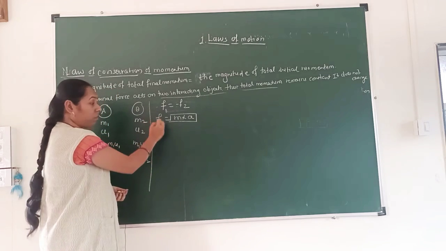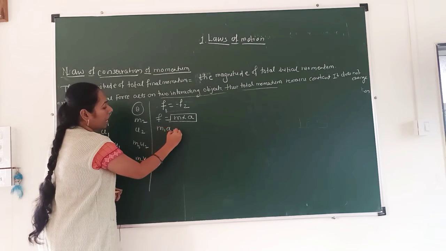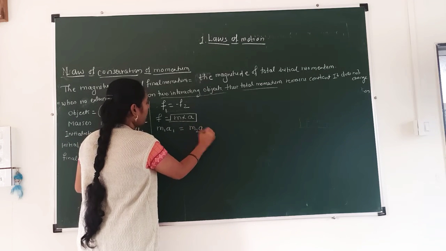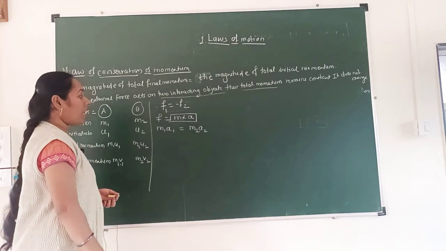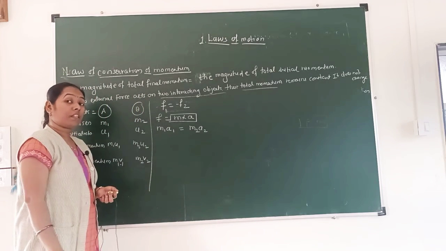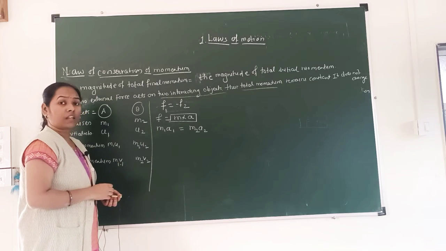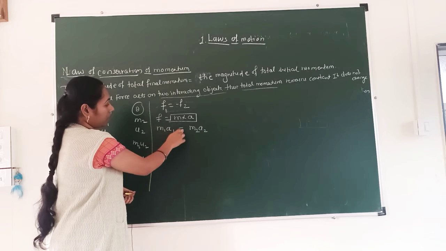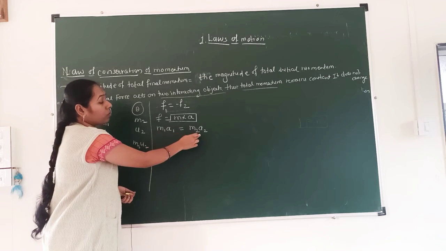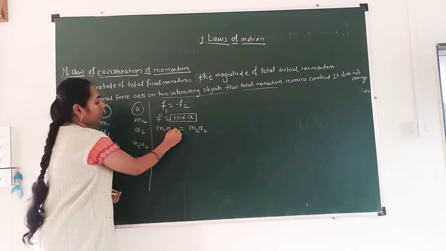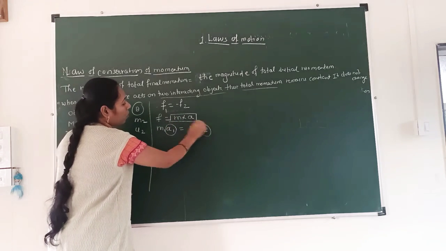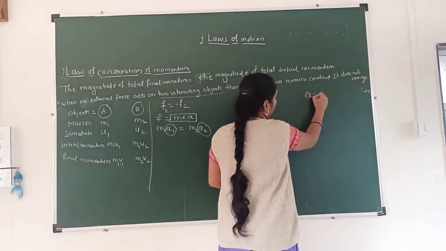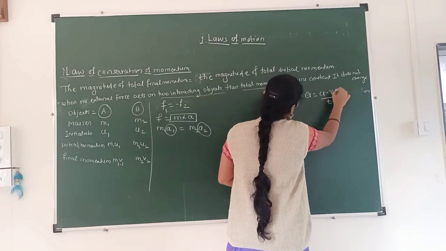What is F1? F1 is m1 and a1, and F2 is m2 and a2. These objects change their motion with time t. Now m1 a1 is equal to m2 a2. In this, a1 and a2, a is nothing but the acceleration. All of you know that. What is the formula for acceleration? a is equal to (u minus v) upon t.